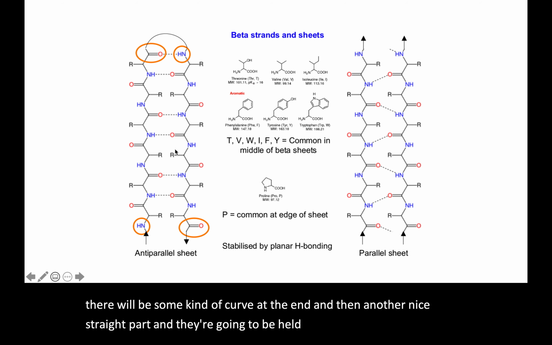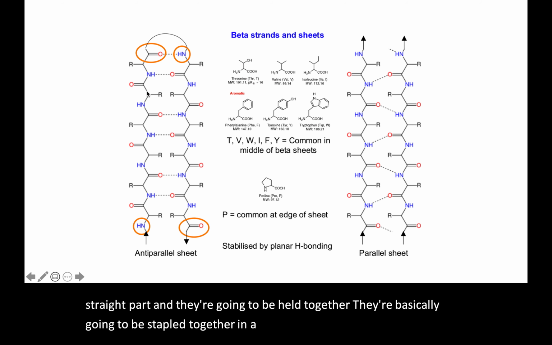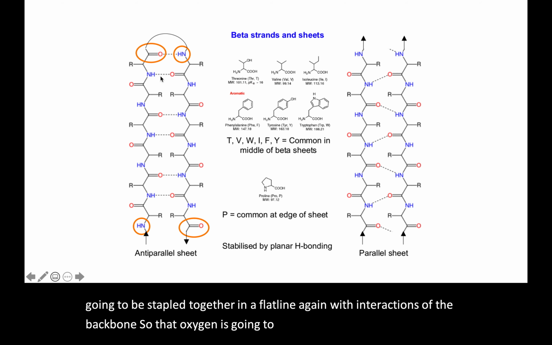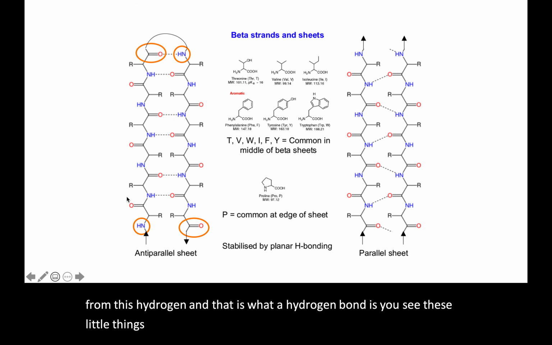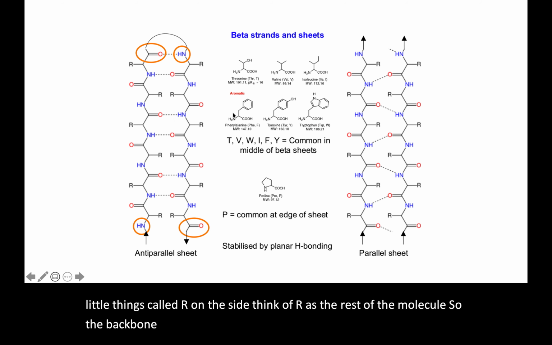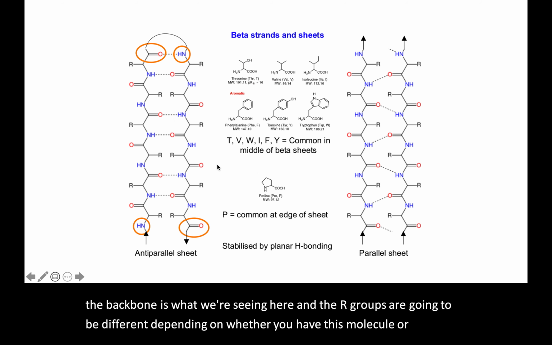They're basically going to be stapled together in a flat line, again, with interactions of the backbone. So that oxygen is going to be trying to steal the electrons from this hydrogen, and that is what a hydrogen bond is. You see these little things called R on the side. Think of R as the rest of the molecule. So the backbone is what we're seeing here, and the R groups are going to be different depending on whether you have this molecule or this molecule, just like that.